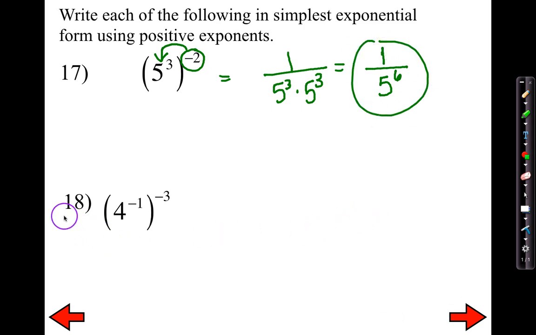And what about number 18? Well, here we can simplify the inside. Since it's a negative exponent, we're going to do repeated division. So we're going to change that to 1 and divide by 4, a total of 1 time. But note again that it's still being raised to the negative third power, so let's do that.